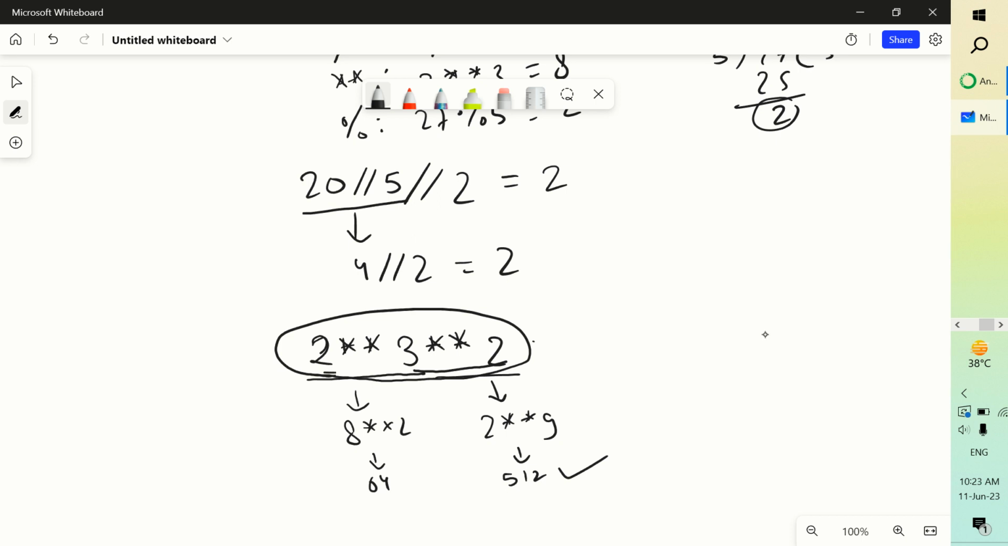On the extreme left we have 2 raised to the power 3, which is 8. And then 8 raised to the power 2 is 64. Or we can start operating from the right. On the extreme right, we have 3 raised to the power 2, which is 9. So 2 raised to the power 9 is 512. So either we can get 64 or 512, but 64 is incorrect, 512 is correct. Why? Because double star is a right associative operator, and a right associative operator begins from the extreme right.